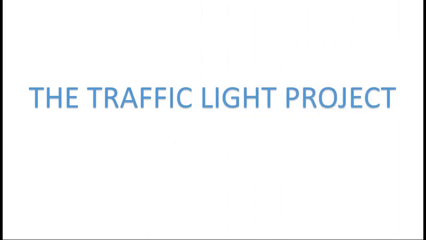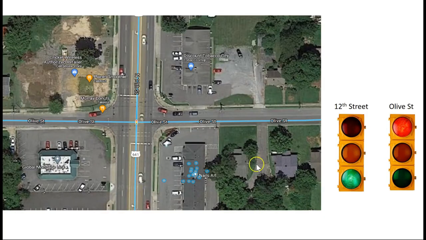Today we're going to be looking at a program where we control a stoplight with a PLC. For this project, we're going to create a traffic light. The example that we're going to use is a street in Murray, Kentucky. That's 12th Street, which is a four-lane, very busy street, and a side street, Olive Street. There are stoplights that are facing north and south for 12th Street, and then there are stoplights that are facing east and west for Olive Street.